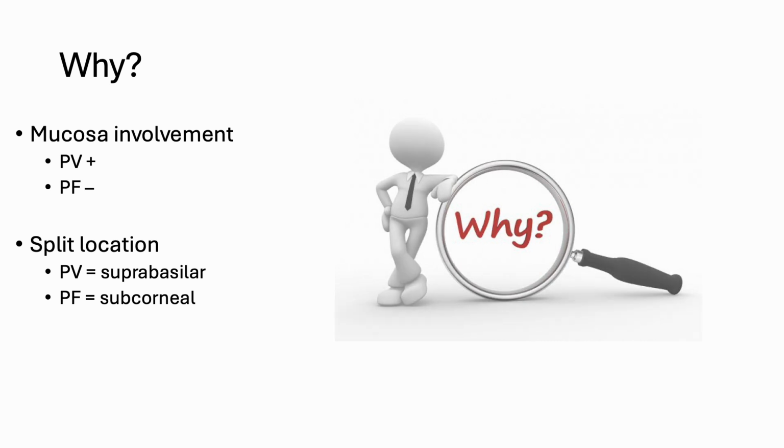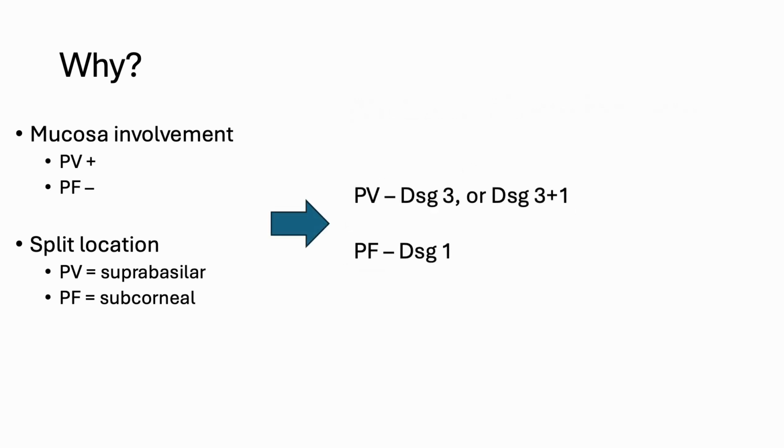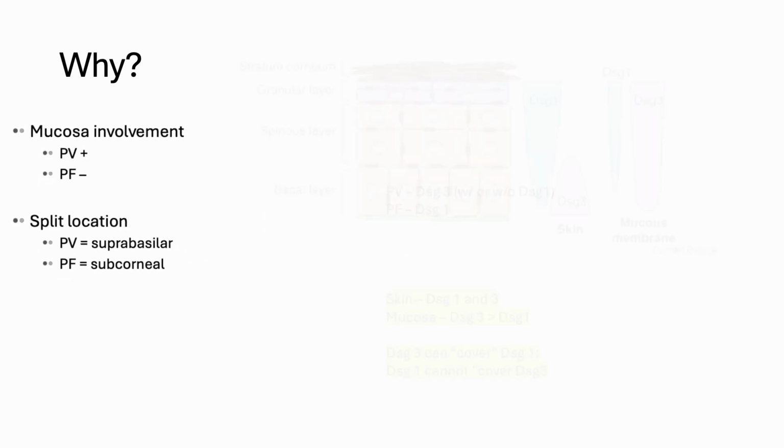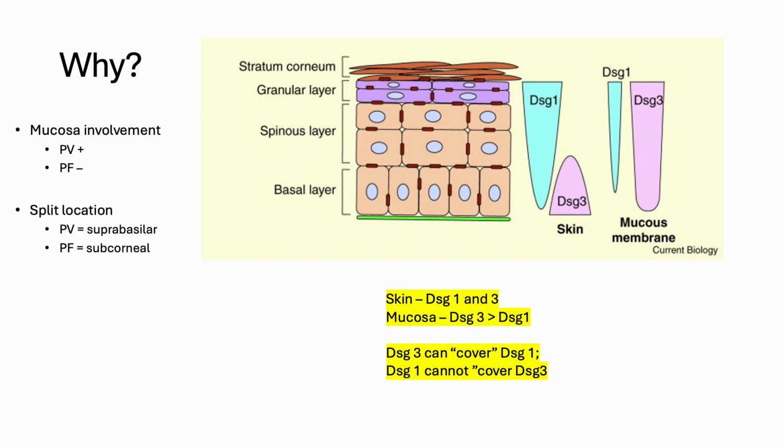The reason is that in pemphigus vulgaris, the targeted desmoglein is either DSG3 only or a combination of DSG3 plus DSG1. In pemphigus foliaceus, PF, the targeted antigen is only DSG1. And you are asking further why it makes a difference.